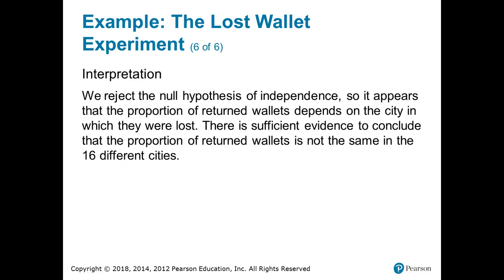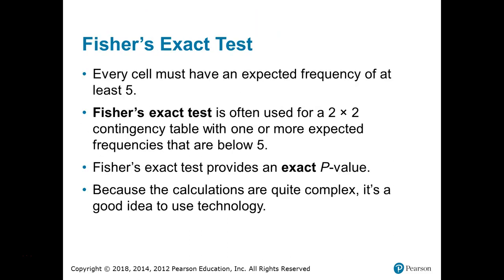So we reject the null hypothesis of independence, so it appears that the proportion of returned wallets depends on the city in which they were lost. There is sufficient evidence to conclude that the proportion of returned wallets is not the same in those 16 different cities. So we also are going to be doing Fisher's exact test.